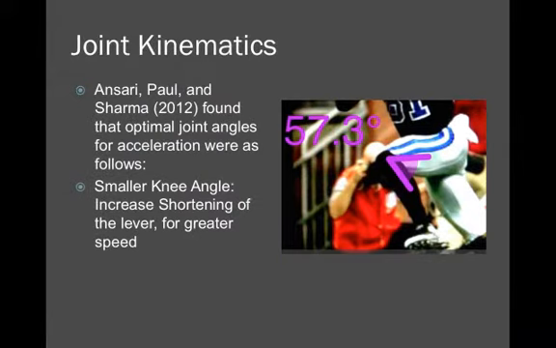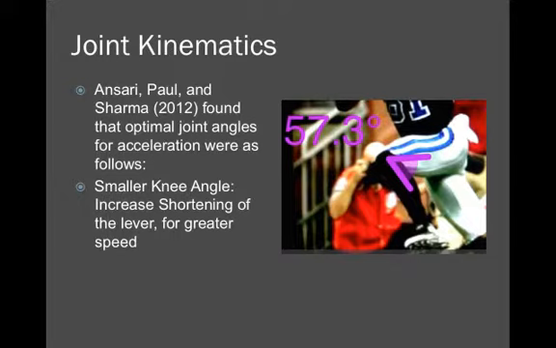A study by Ansari, Paul, and Sharma found, as far as joint kinematics, there are 3 major factors of joint angles and how they contribute to acceleration and increased sports performance. The first one you can see here from the Calvin Johnson picture is a smaller knee angle. The smaller the knee angle, and this is the left leg, the forward leg where the hip and knee and ankle are all flexed, it shortens the lever for greater speed.